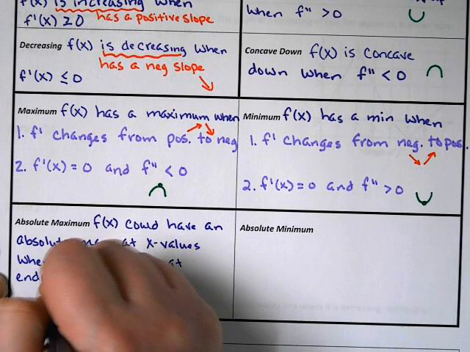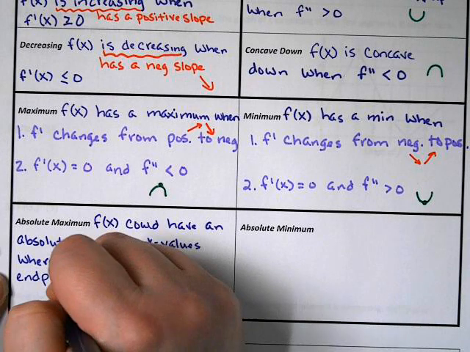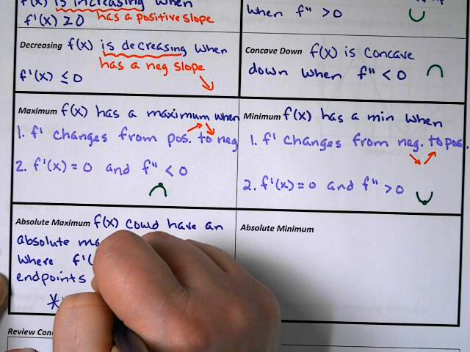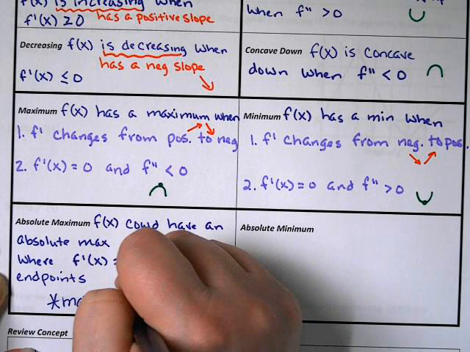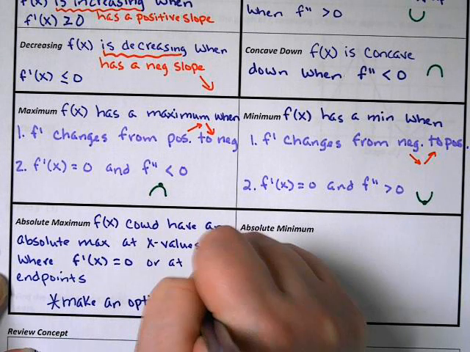Then once we have our values where f prime of x equals 0 and we've got the endpoints, we need to make an options chart. Make an options chart.